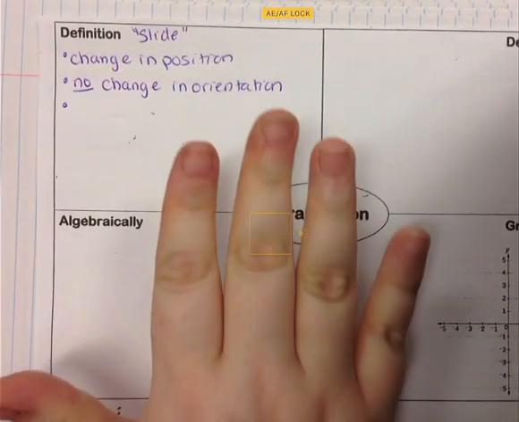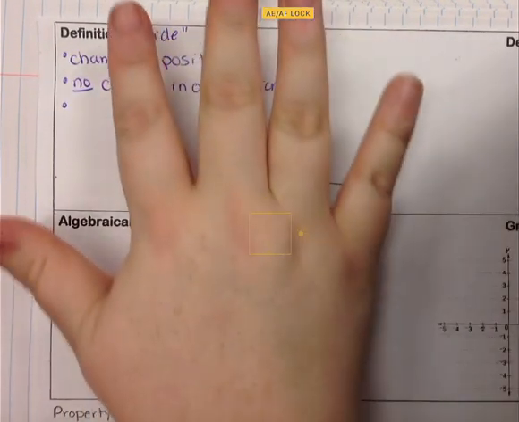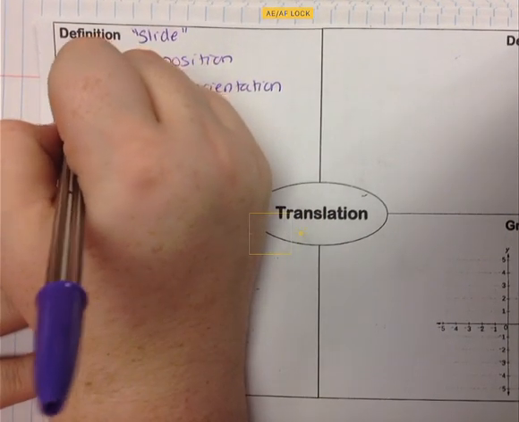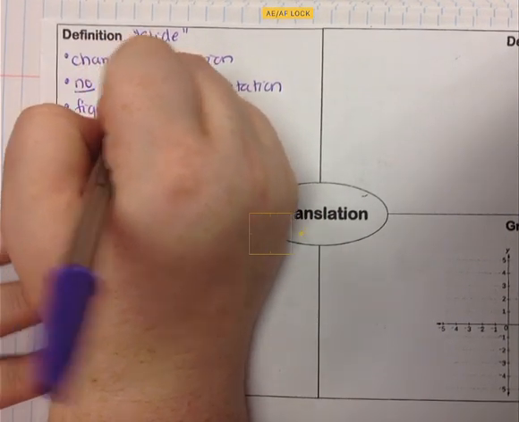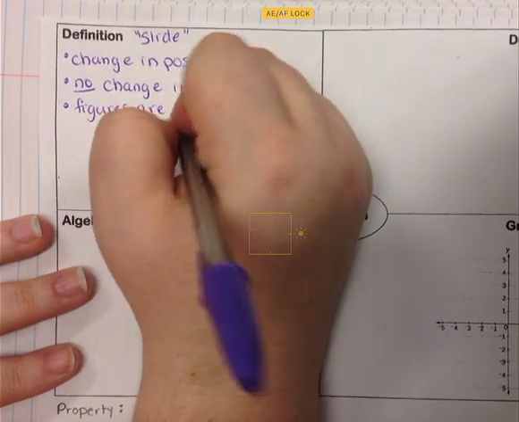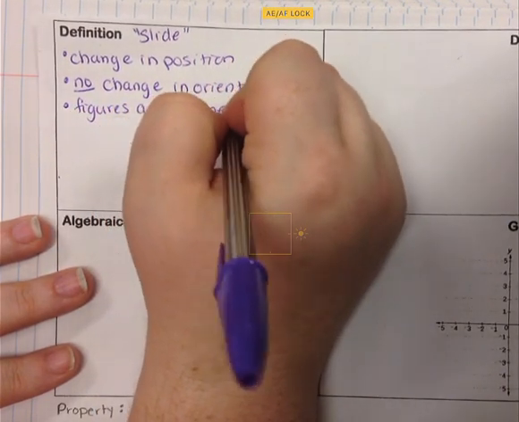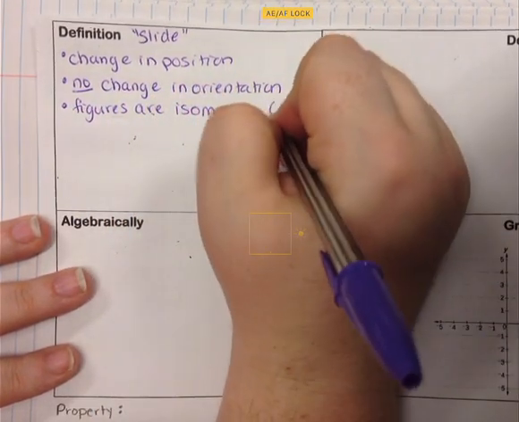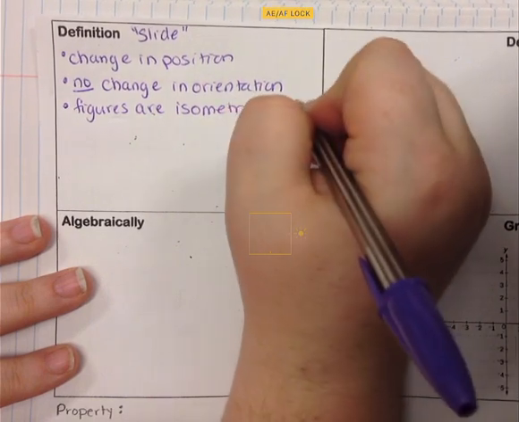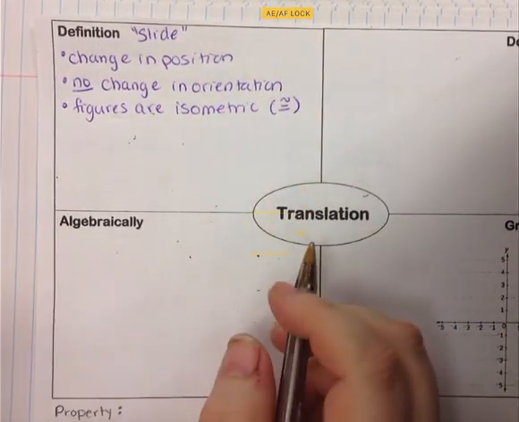Translations also, since when we move them, it's not changing size and it's not changing the shape, then the figures are isometric, which means that they are congruent. Same size, same shape. That means congruent.